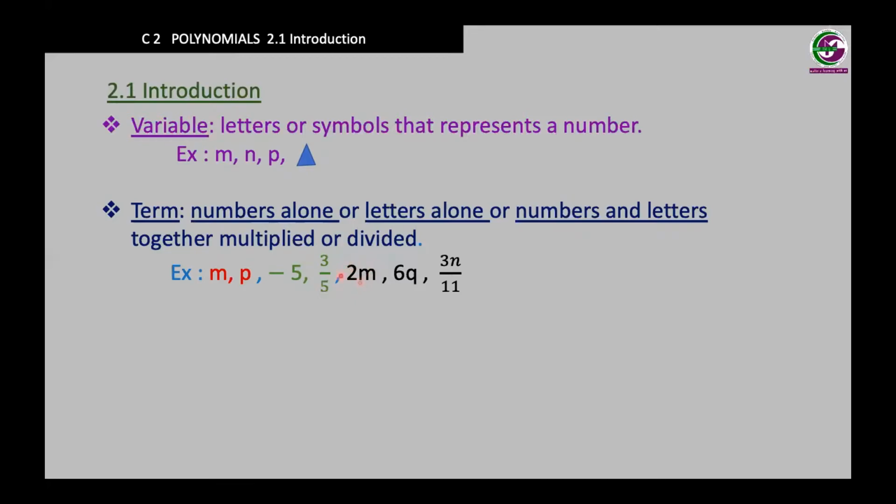This is a term because we can multiply or divide a number and a letter together. So 2m is a term, or 6q is a term. 3 by 11n is also a term. So a term means it can be numbers alone or letters alone, or numbers and letters multiplied or divided together. If we add, they are two different terms. We will come to it.